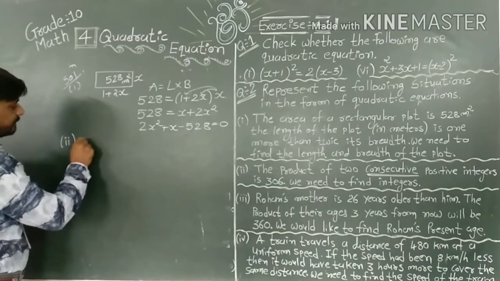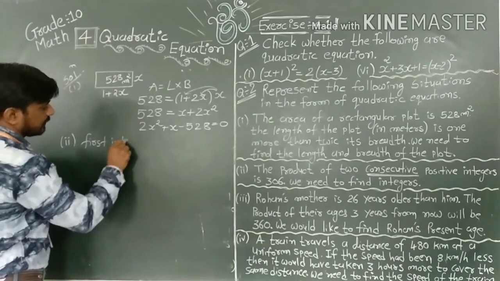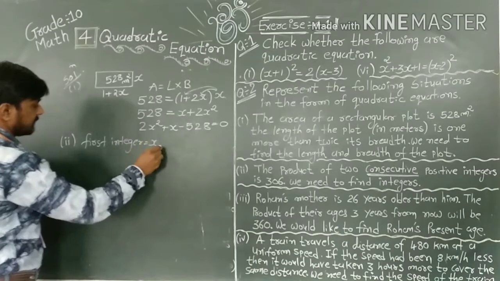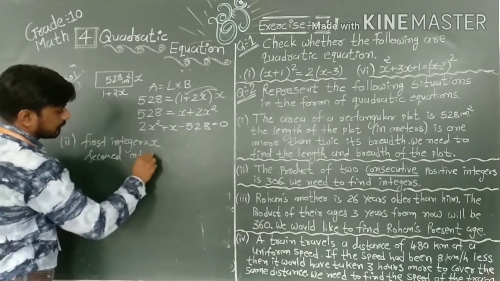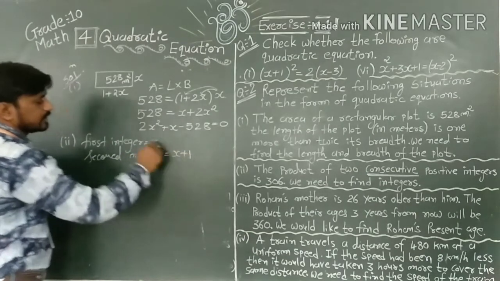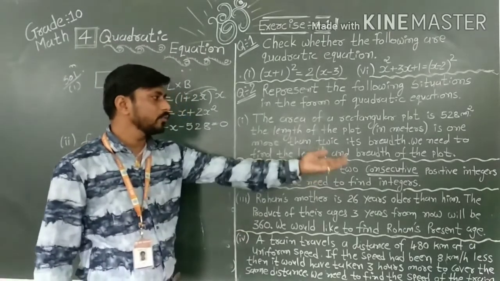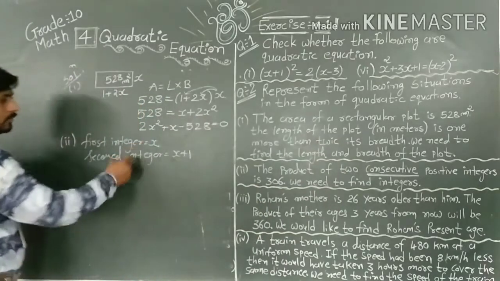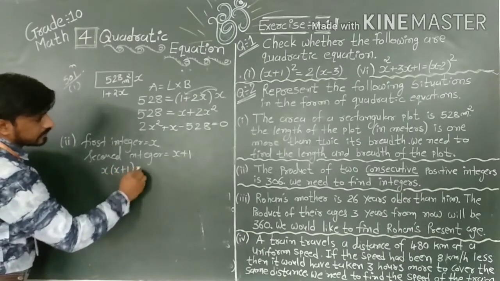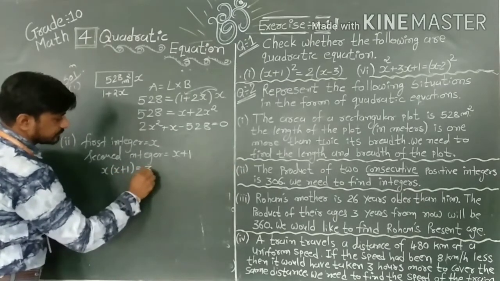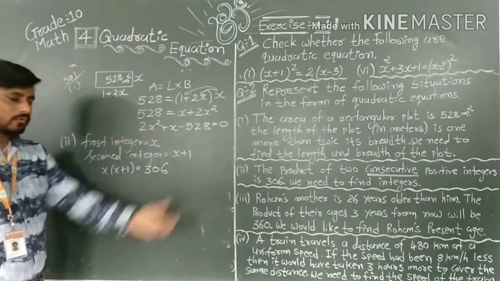Suppose I write here roughly: first integer is equal to x, and second integer is equal to x plus 1. These two are consecutive integers. Okay? Now what is the condition? The product of two consecutive integers is 306. Now by the given data, the product of these two, x into x plus 1, is how much? 306.